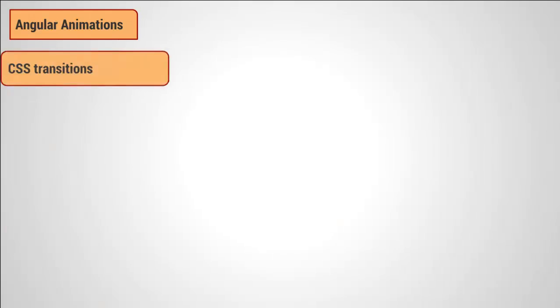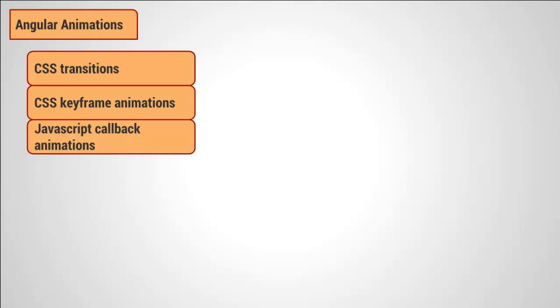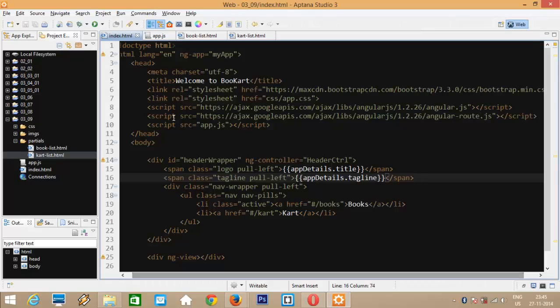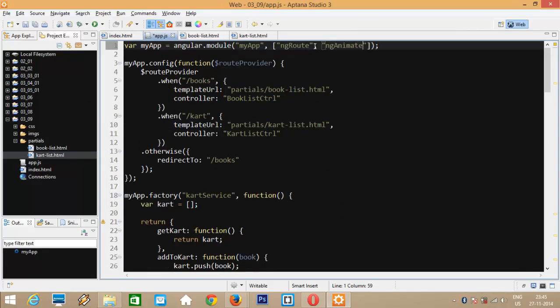Finally, it's time to add some wow to our application with animations. Let's do it at hyper speed. If you know CSS transitions, then you already have knowledge of Angular animations. There are 3 different ways we can achieve animations in AngularJS: CSS transitions, CSS keyframe animations, and JavaScript callback animations. We will see the basics of CSS transitions. If we want to use animations, we need to include a separate script file, angular-animate.js, and load the module called ngAnimate.